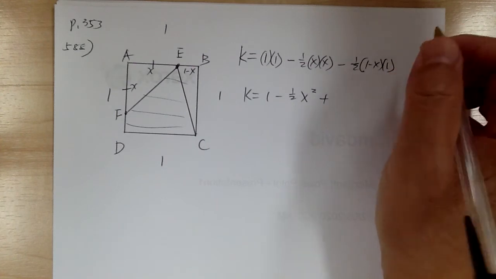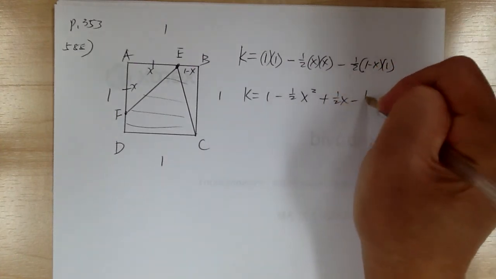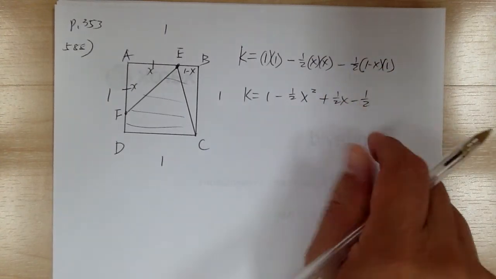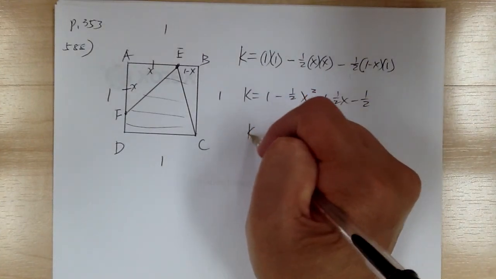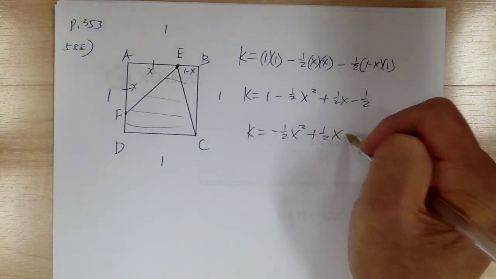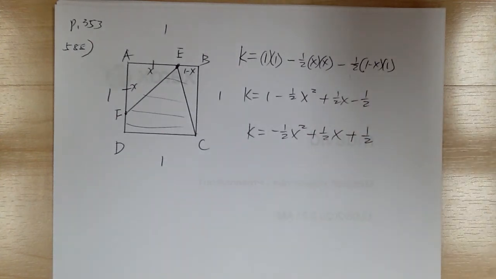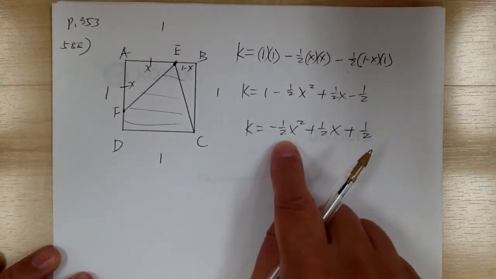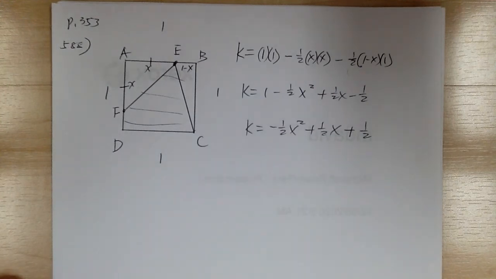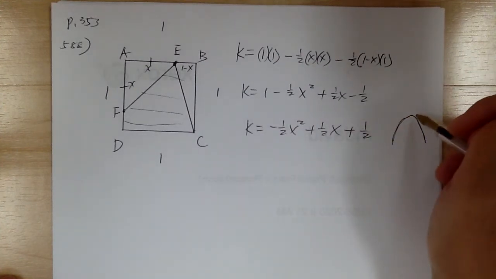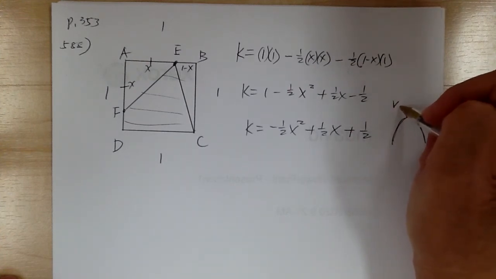Let's go and multiply this out. So it'd be plus 1/2 x minus 1/2. I multiply this first because I already wrote the x, the positive already. Okay, so go ahead and arrange this a little bit. So K equals negative 1/2 x squared plus 1/2 x plus 1/2. Now if you take calculus, to find the maximum or minimum, you can just take a derivative of that. If you don't know that, from algebra, this is a quadratic with a negative, so your graph is going to look like this, and you're going to get a maximum. The maximum is going to be at the vertex. So the vertex will give you the maximum.